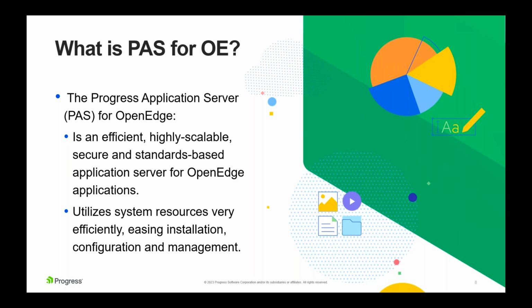PASOE is a highly scalable and secure standards-based application server for OpenEdge. It's based on new technologies, and many standards are integrated. We are working hard to improve it and add features. The main goal was to be standard, to have a lot of features, to use server-side resources more efficiently, and to be open, and we will see that we also added some features on it.